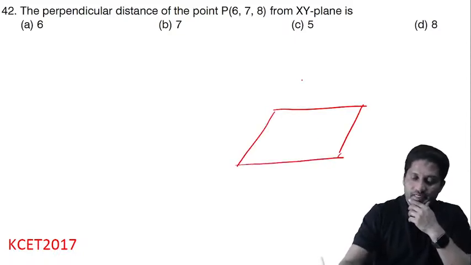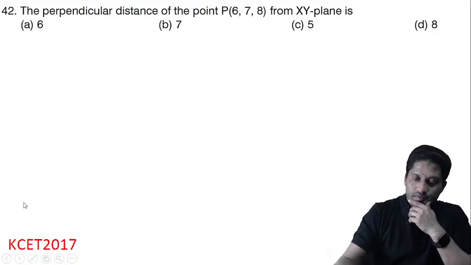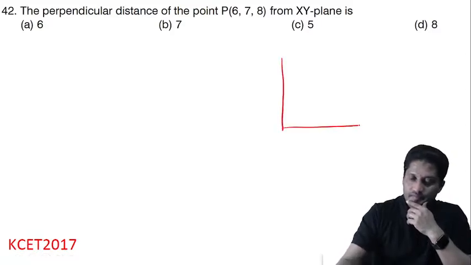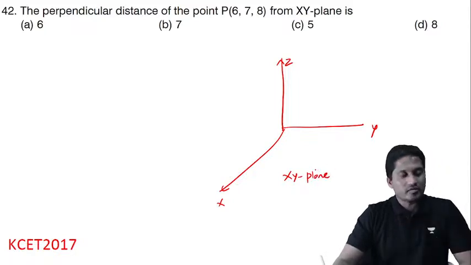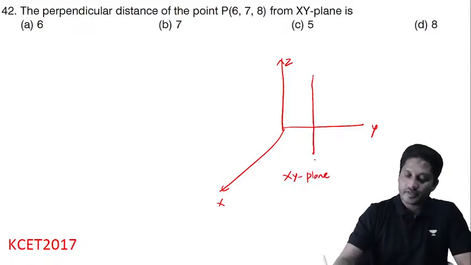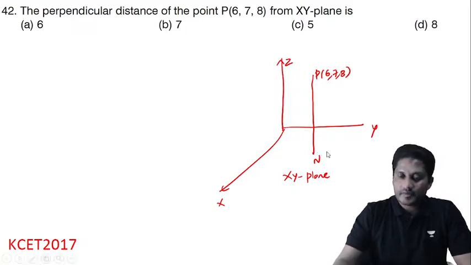Okay, now the perpendicular distance of the point from the xy plane. Suppose this is x, y, this is z. The xy plane, right? Every point on the xy plane has z equal to 0. So the perpendicular distance of the point P(6, 7, 8) from any point in the xy plane.